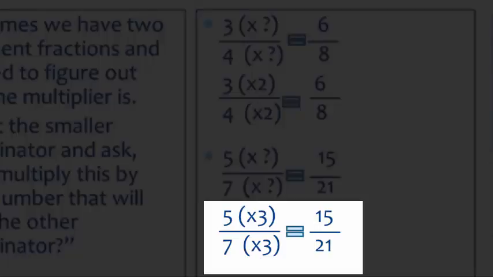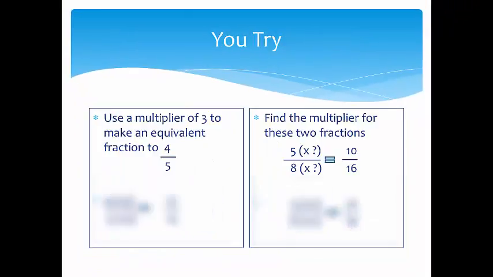So in this case, my multiplier was 3. Now I want you to try solving a couple problems on your own. So first, you're going to use a multiplier of 3 to make an equivalent fraction to 4/5. Then I want you to find the multiplier for these 2 fractions, 5/8 and 10/16. Pause the video now, solve these 2 problems, and then when you're done, turn the video back on to check your work. Pause the video now.